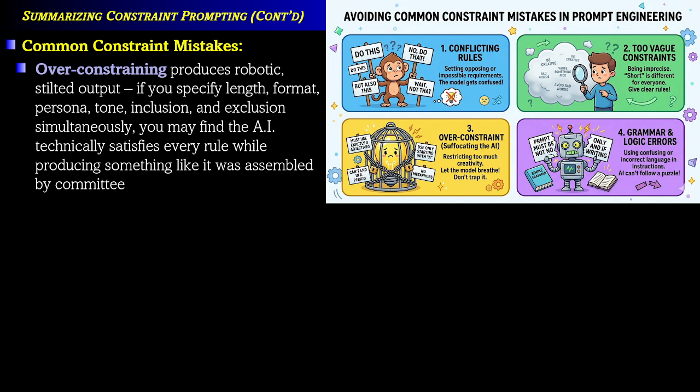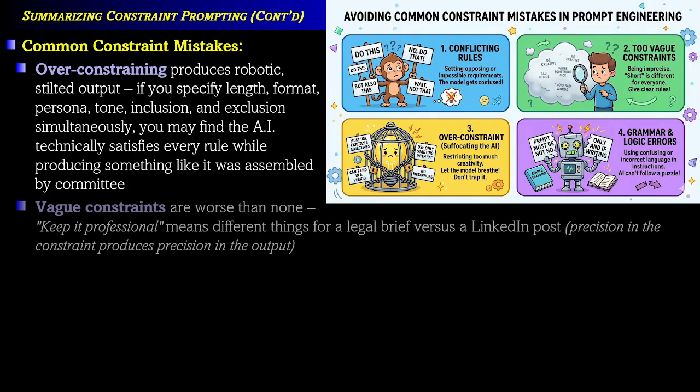The first and most obvious is over-constraining. If we provide way too many guardrails, we're going to get robotic and stilted and much too simple output. If you specify length and format and persona and tone and inclusion and exclusion, you're going to refine your AI output. It'll satisfy the rules you provide it, but it's not really going to perhaps give you a useful output. As I stated here, it might produce something that was assembled by a committee.